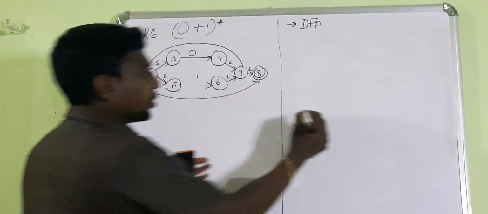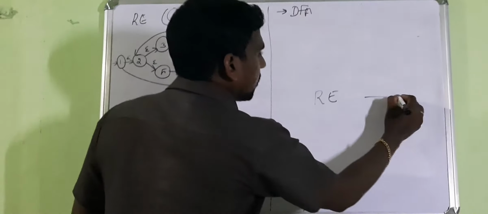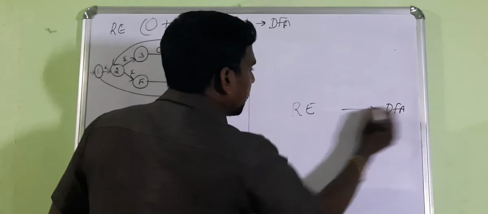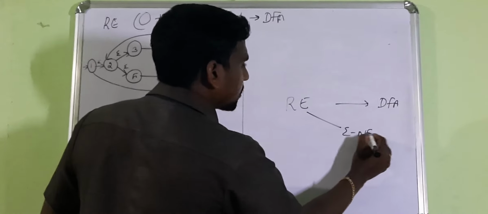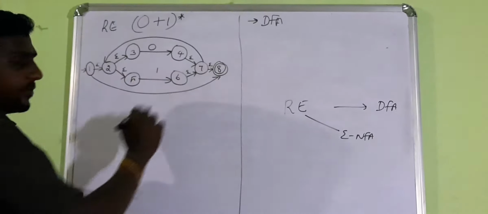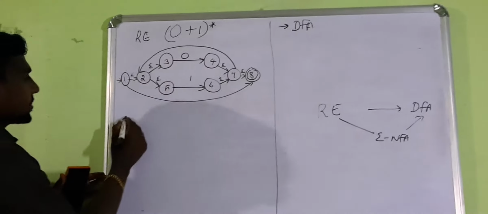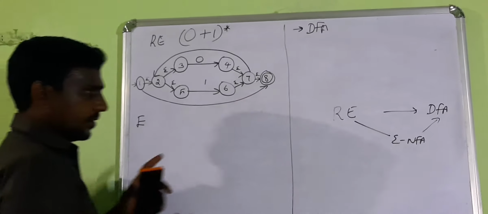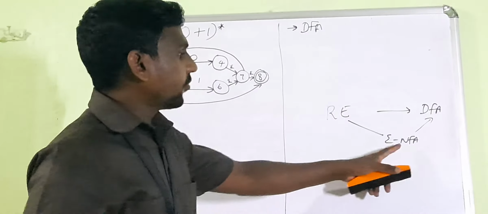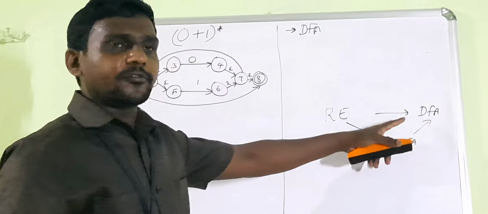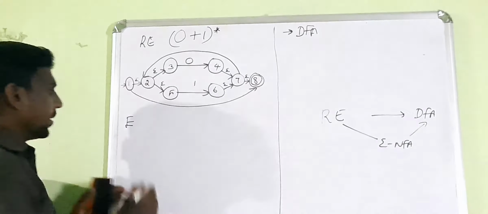I told you that for regular expression to DFA, we first find the epsilon NFA. So the epsilon NFA is done. Then we go for the epsilon NFA to DFA method, where we have to find the epsilon closure. In Unit 1, I taught you how to convert epsilon NFA to DFA. Kindly refer to that problem also. Once again, I will remind you.